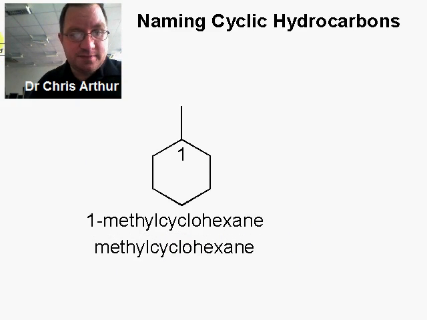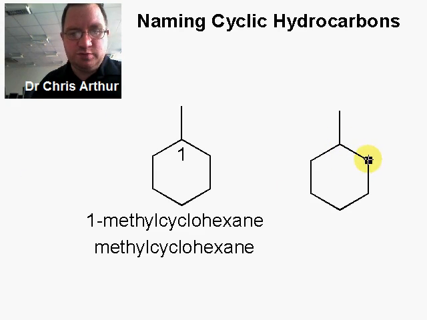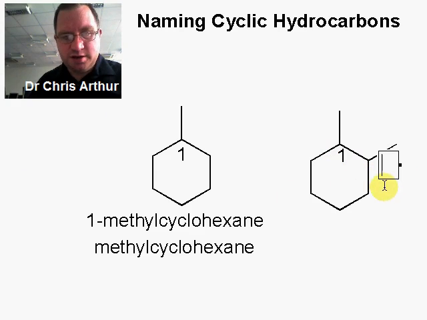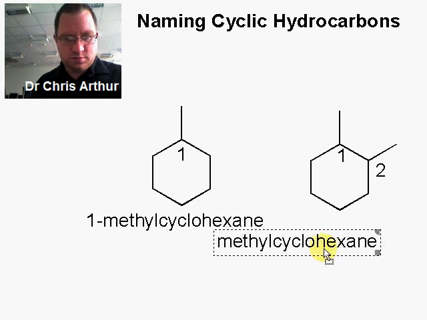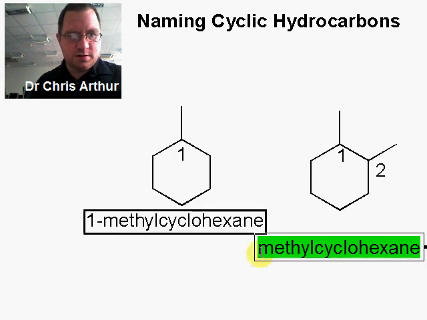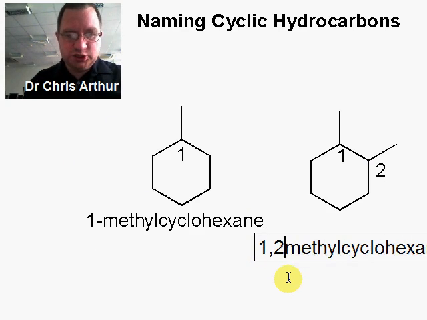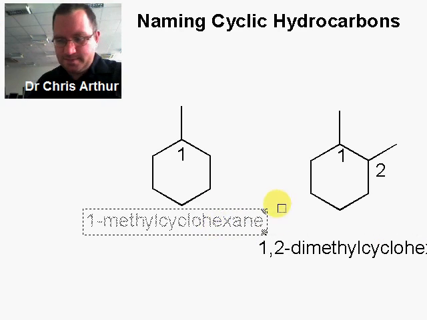Let's make this a bit more complicated. Let's say we have the same cyclohexane ring, but instead we put 2 methyl groups on this. We now have a methyl group in position 1 and a methyl group in position 2. So that's now going to be 1,2-dimethylcyclohexane. Okay.